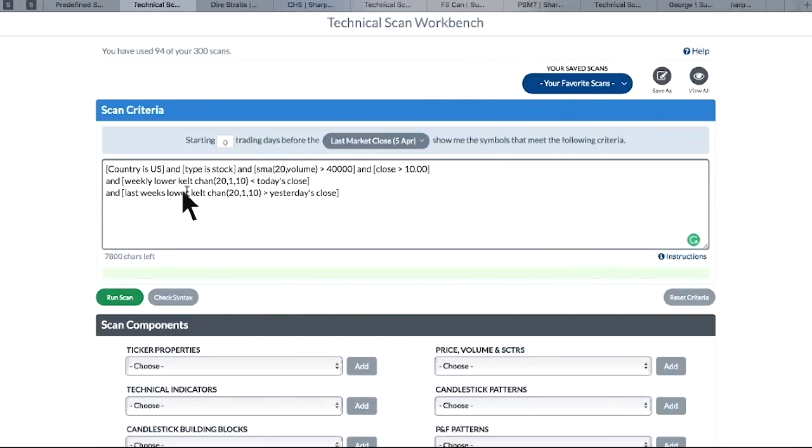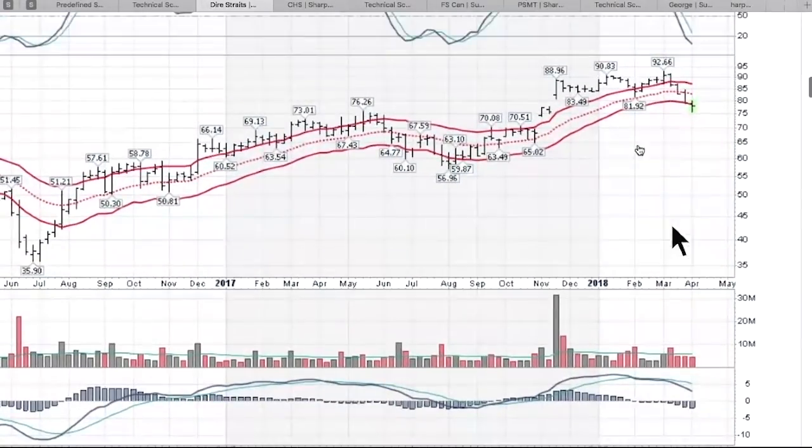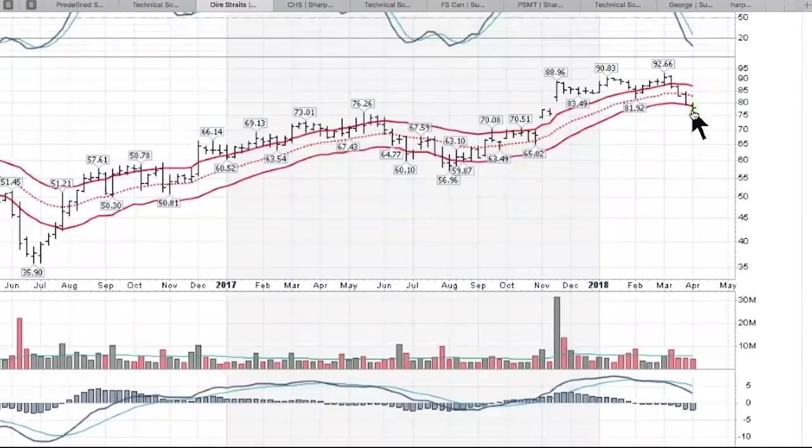And last week's lower Keltner channel. So again, the same settings. Last week's Keltner channel was higher than the close. So in other words, the close was below the Keltner channel. And then this week, the close is greater than the lower Keltner channel. Again, let's go look at that on a zoomed in version here. So what we're looking for is it was below. Last week it was just below, and then this week it would close back above.